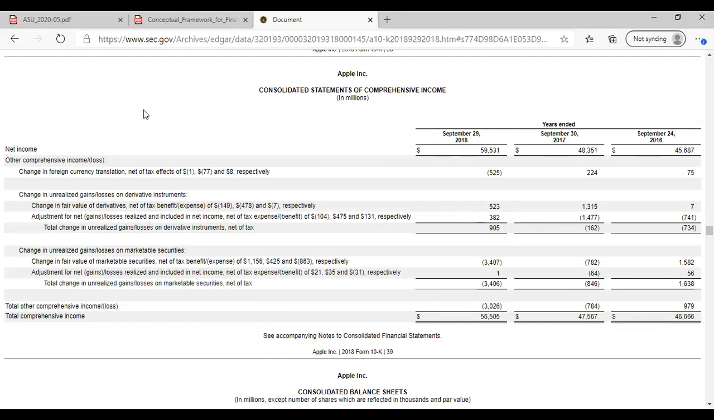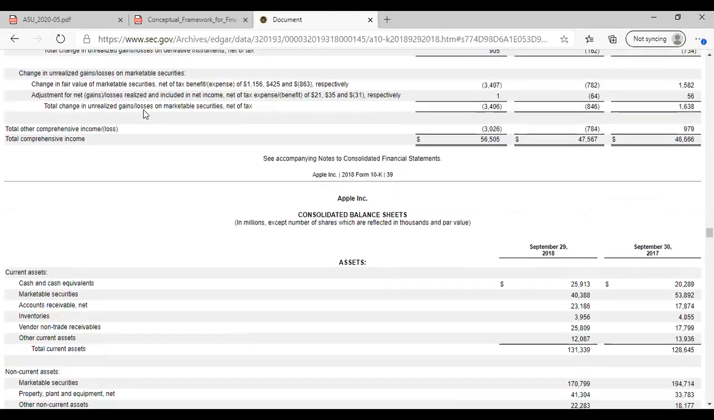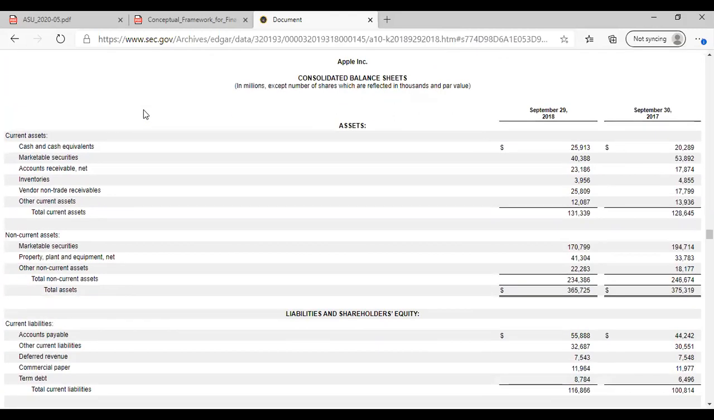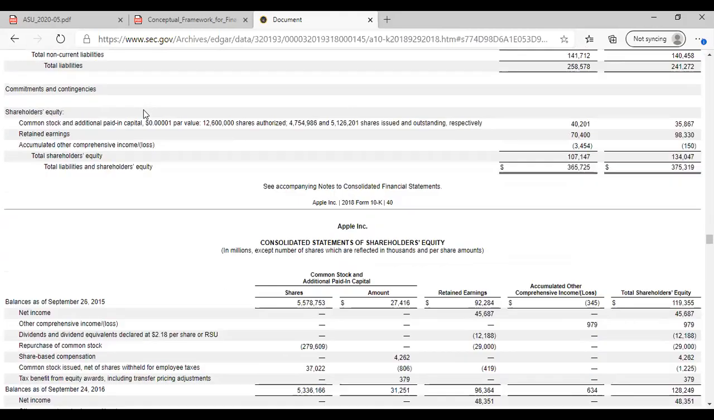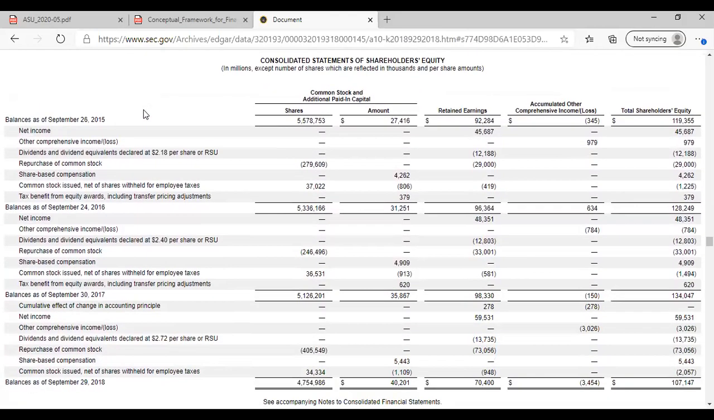Now here it gives us some more information about other comprehensive income and some of these things that can be included in other comprehensive income. Our balance sheet, remember our balance sheet lists our assets, liabilities, and equity. So you see Apple's balance sheet here. Equity, statement of shareholders equity, and there's a lot going on.